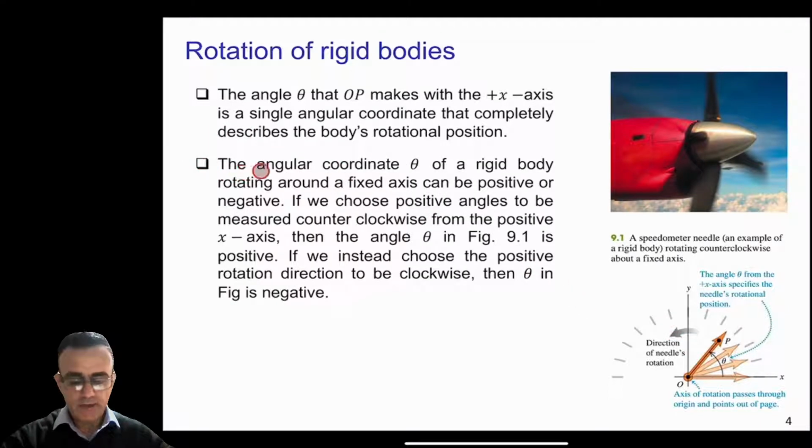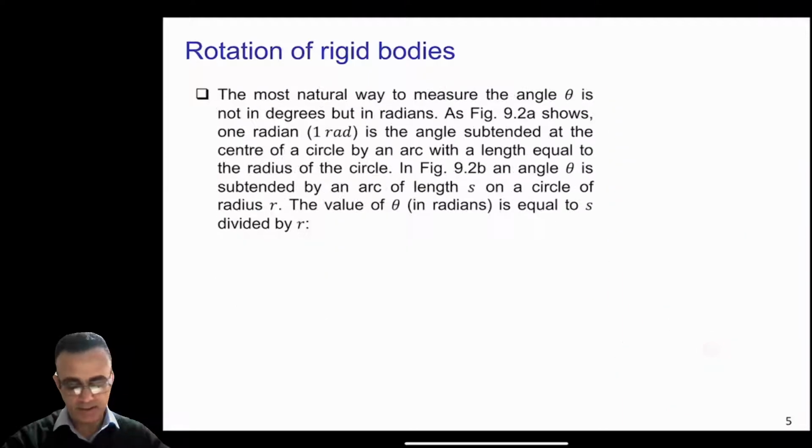Now the angular coordinate theta of a rigid body rotating around a fixed axis can be positive or negative. It totally depends on our own choice. If we choose a positive angle to be measured counterclockwise, as in this case, then the angle theta in the figure is positive. But if you choose your positive to be clockwise, then this angle will be a negative angle.